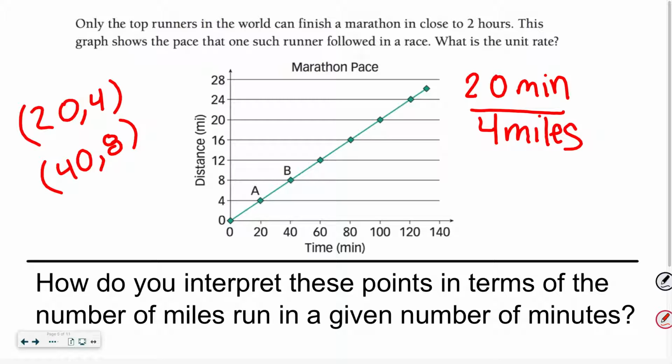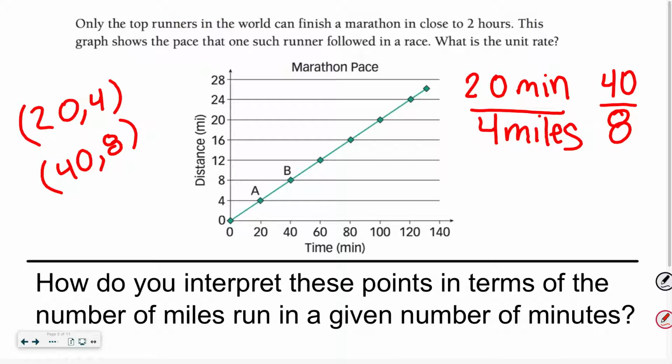That's crazy. How about the 40 and the 8? Are they going slower? What's happening? For every 40 minutes, he runs 8 miles.